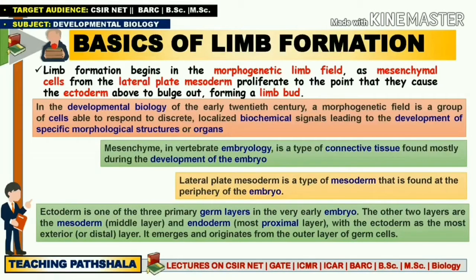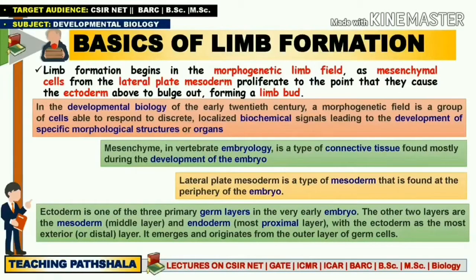After different kinds of processes and biochemical signaling, the mesenchymal cells will start inducing the ectoderm to form a bulge-like appearance, and that in the future is going to give rise to the limbs. That bulge-like appearance is regarded as a limb bud, because it is going to give rise to the structure of limbs.